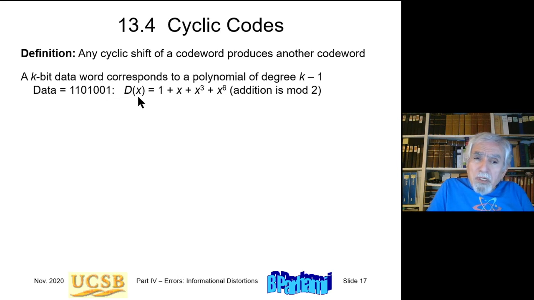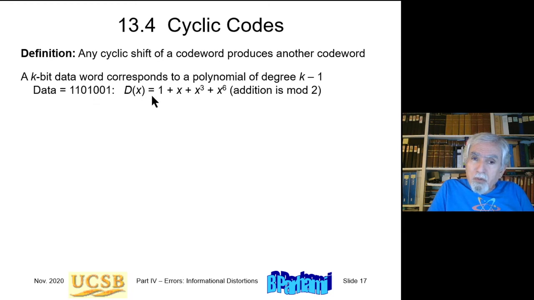And this data word is represented by a polynomial. So it's 1 plus x. There's no x squared; the coefficient of x squared is 0. Plus x to the third. No x to the fourth, no x to the fifth, plus x to the sixth. So this polynomial, in which addition is modulo 2, and I'll explain what that means, represents this data.